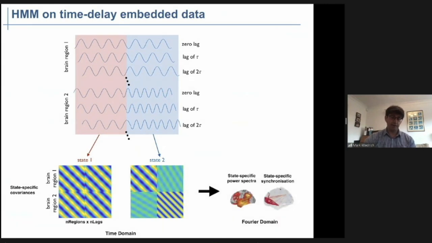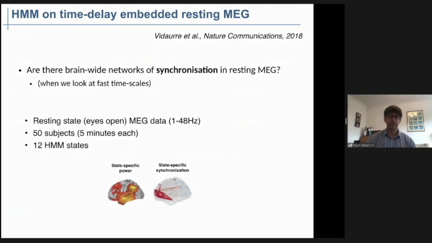And if you look at the information we can get about the covariances and translate it into the Fourier domain, these covariance matrices can be thought of as telling us about state-specific spectral information in different brain regions, but also, most interestingly, from our point of view, state-specific maps of synchronization of networks in networks, capturing the synchronization between different brain regions via the time delay embedding. So we look to use this approach and apply on resting MEG data to see if we could find evidence of brain-wide networks of synchronization. And as I mentioned, we're particularly interested because the idea of synchronization has been put forward as a fundamental mechanism of communication in the brain in terms of how brain areas integrate over large distances.